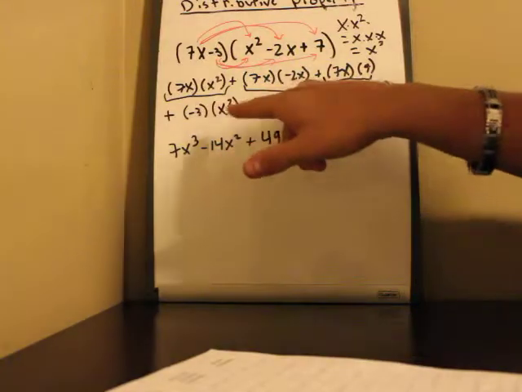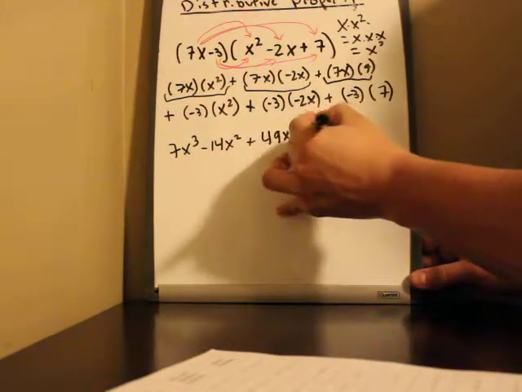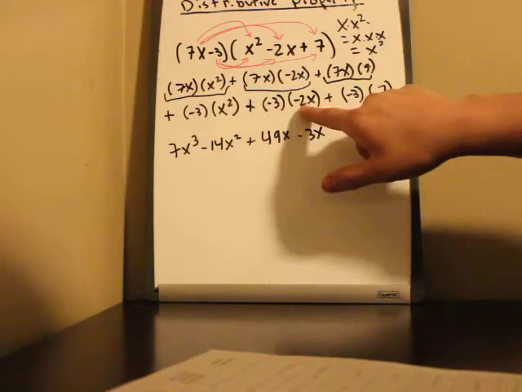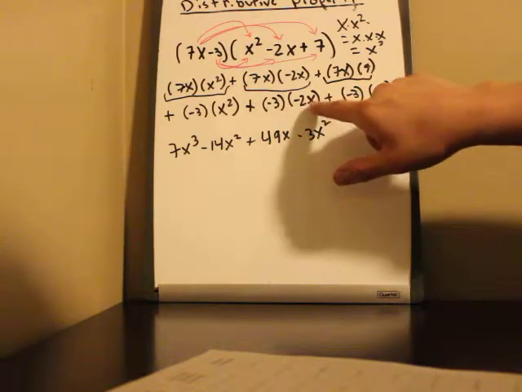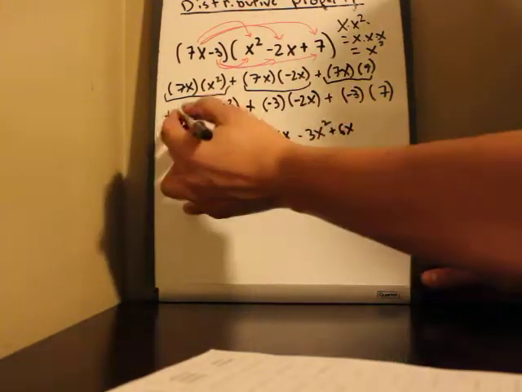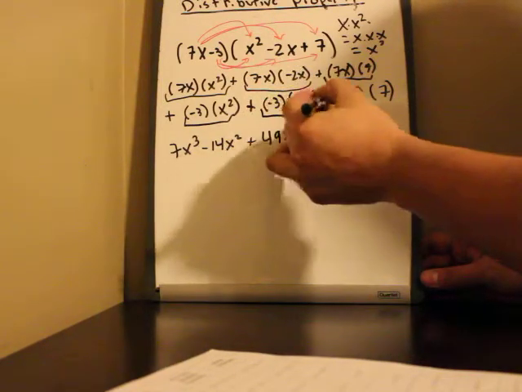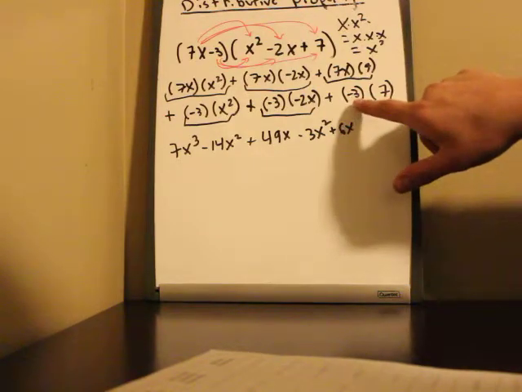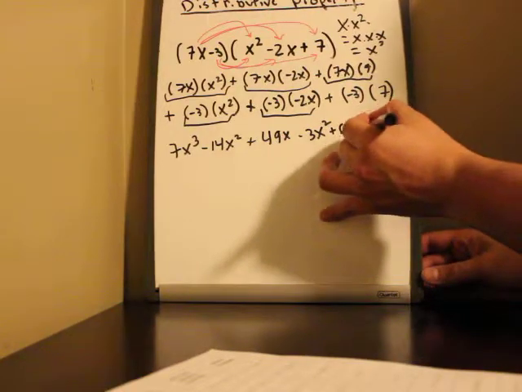Now we just need to take care of this one. What's -3 times x squared? Well, that's -3x squared. Then we have -3 times -2. A negative times a negative is a positive. 3 times 2 is 6, and then 6 times x is just 6x. So we do plus 6x. Finally, our final term: what's -3 times 7? It's -21. So we just do -21.